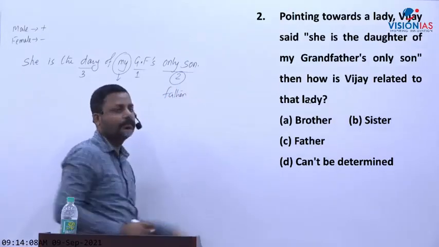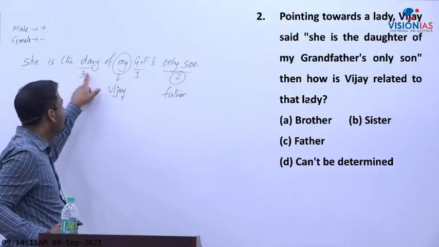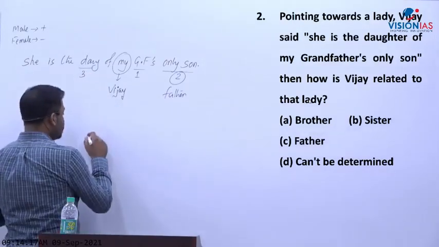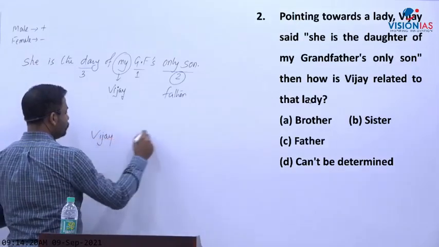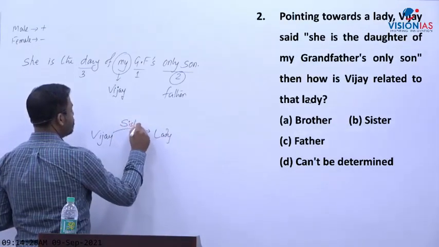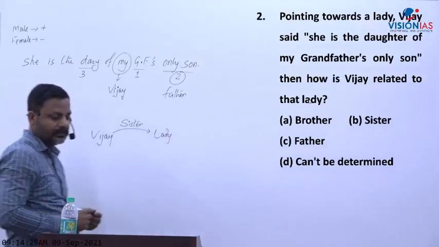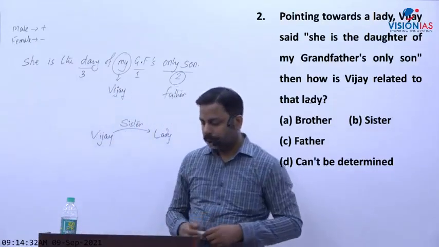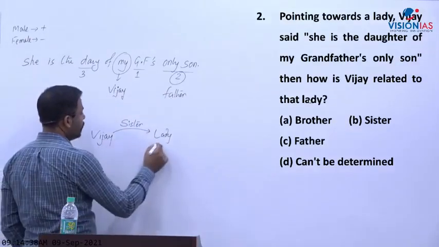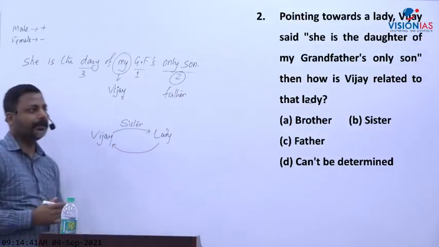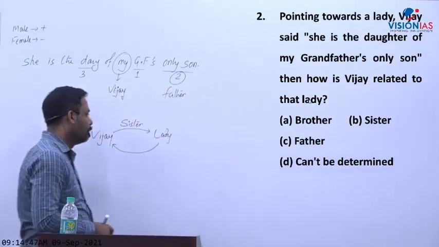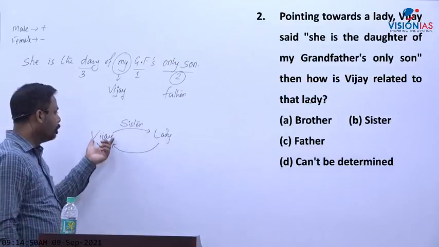Grandfather's only son is who? Father. And father's daughter is sister. So, the lady is Vijay's sister. Lady is Vijay's sister. So, who is Vijay for the lady? As per the question, how is Vijay related to that lady? For answering that question, we have to find who is Vijay for the lady.